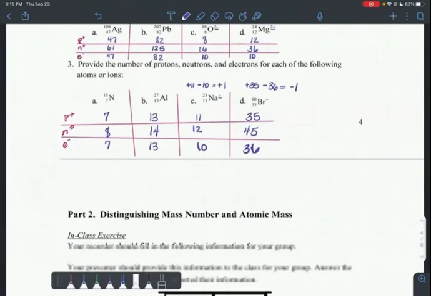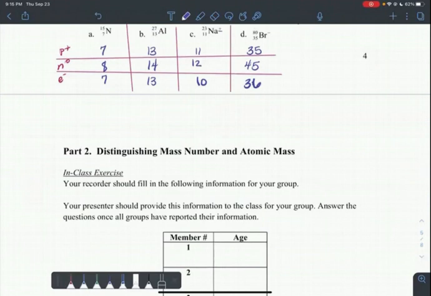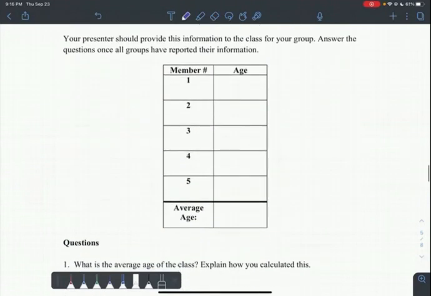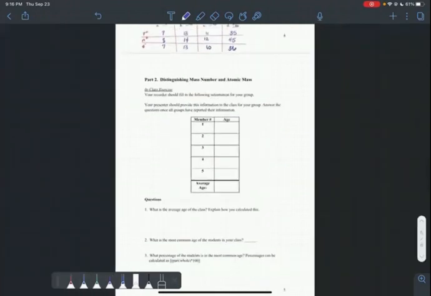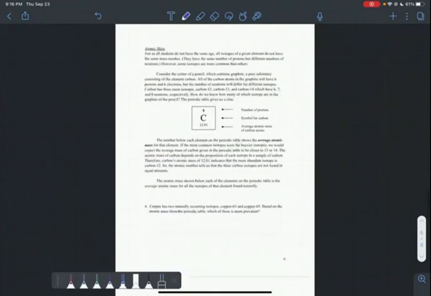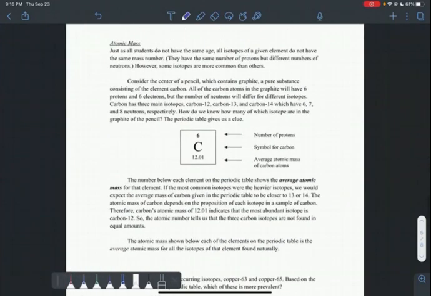Okay. All right. Part 2, distinguishing mass numbers and atomic numbers. This is a little activity that you do in class, but we're not in class, so we're just going to skip it, and we're going to talk about atomic mass.